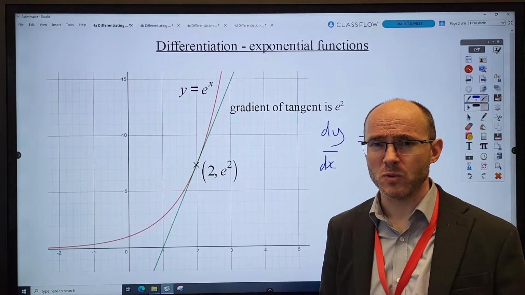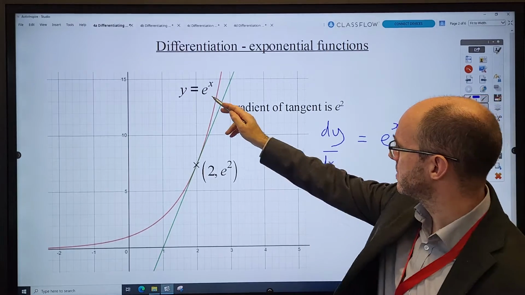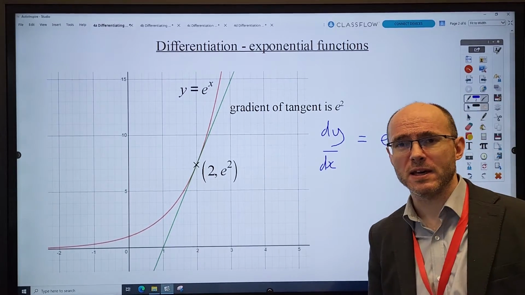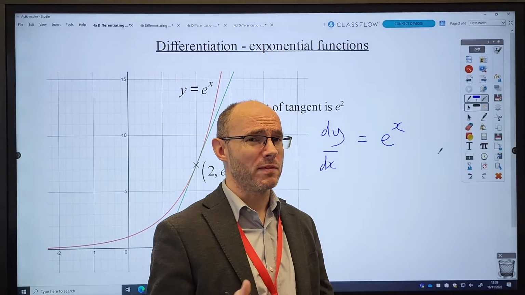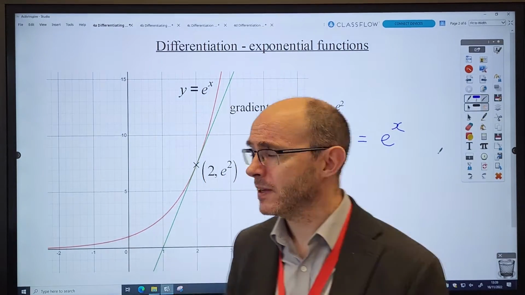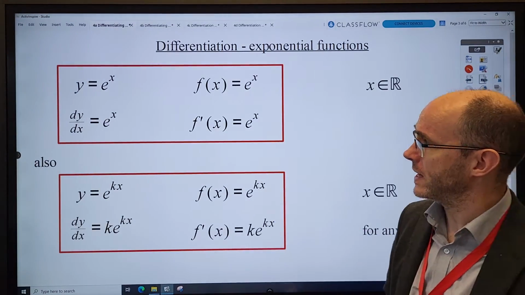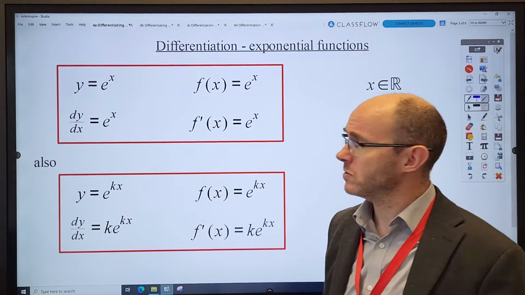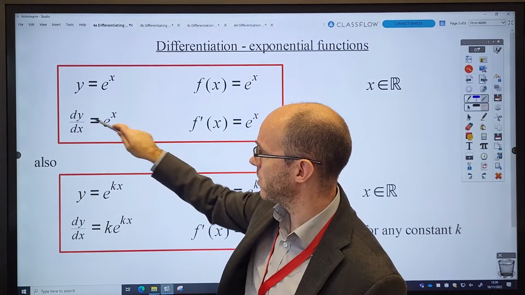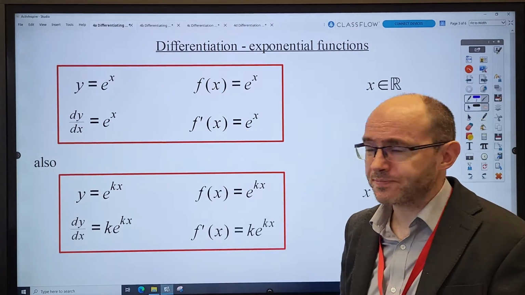Okay, so important result: when you differentiate e to the x, you get e to the x. So y equals e to the x, dy/dx is always equal to e to the x. Just one of the many reasons why e is a very special number and why we love it a lot in mathematics. Okay, let's have a look at some examples on that. But before, just maybe write down the general rules. I've given it in terms of y and f(x) notation. So y equals e to the x, dy/dx equals e to the x, obviously the same, just written with the f(x) notation.